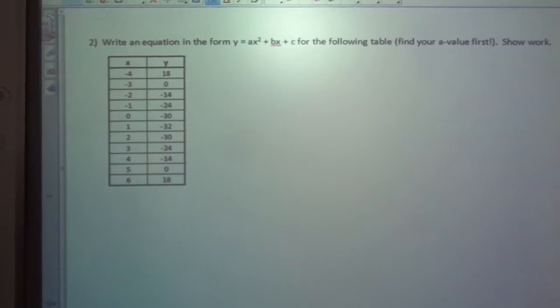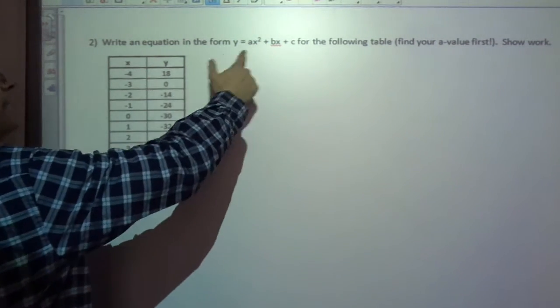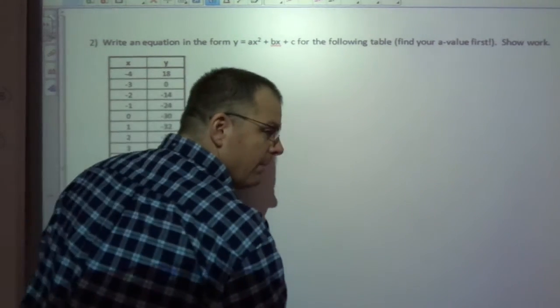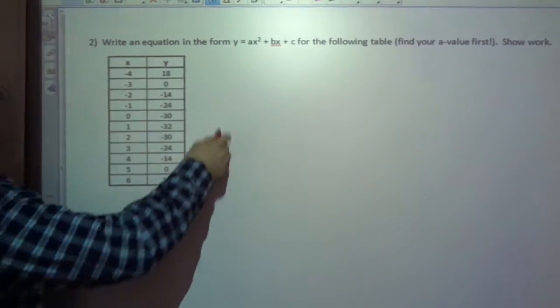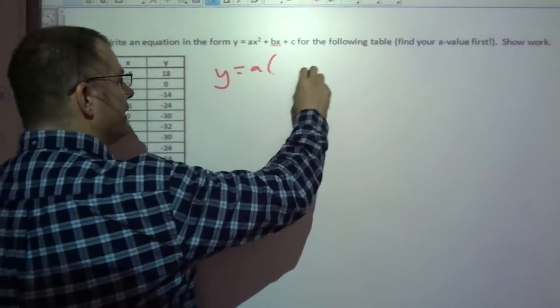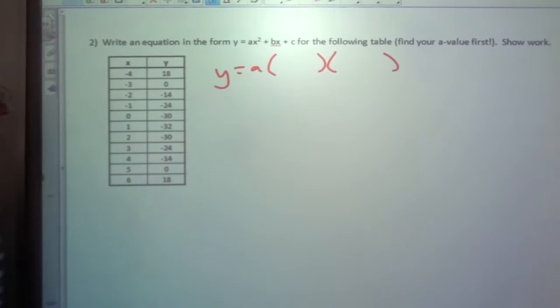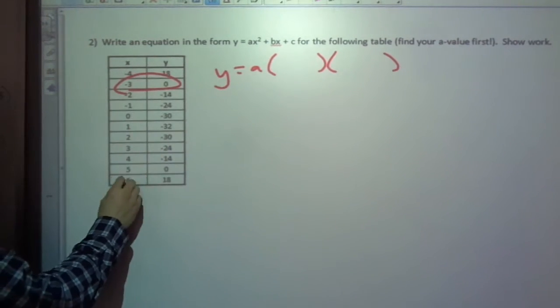This time, they've given us a table, and we're supposed to write an equation, and we're supposed to write it like this, as a sum. So remember, I need a starting equation. I need something that looks like this. And I can do that by finding the x-intercepts. Here's an x-intercept. Here's another x-intercept.